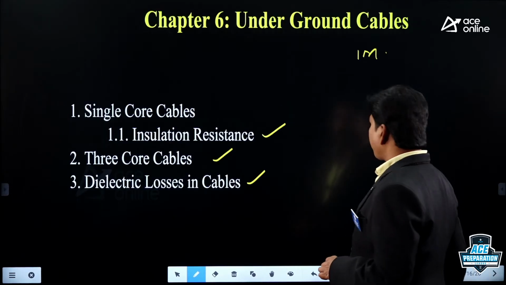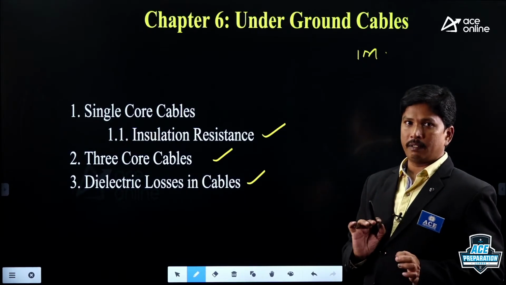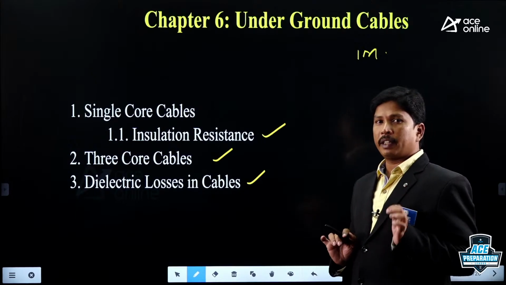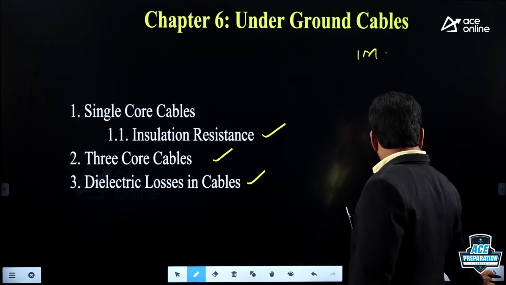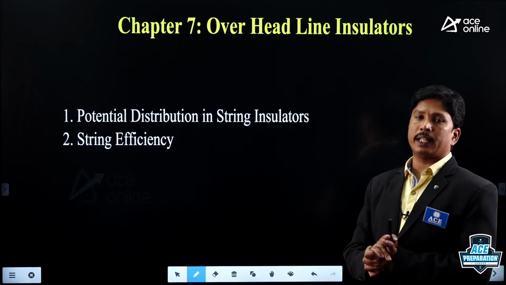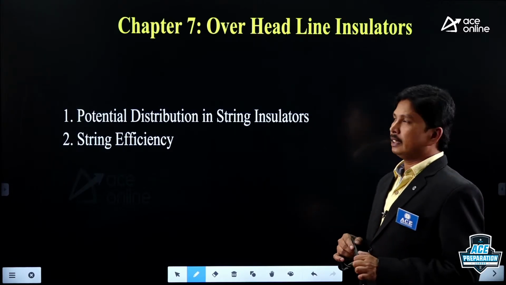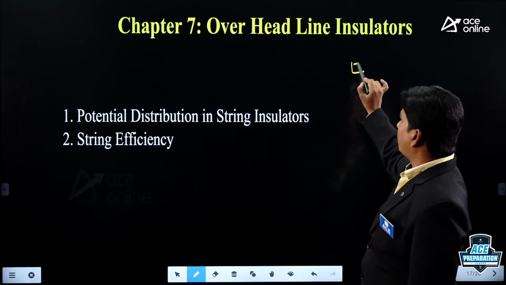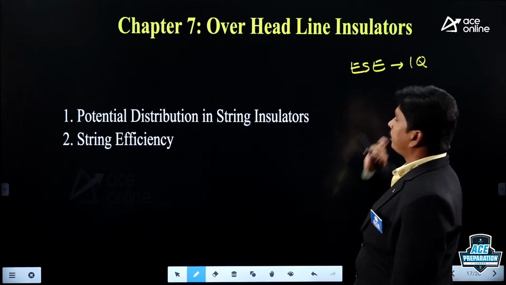Not only this one, underground cables are also important for engineering services. Clear? But for GATE, we can expect only one 1-mark question here. Whereas in overhead line insulators, for the past 20 years, we don't have any question. But it is important for engineering services. So we can get at least one question in the engineering services.